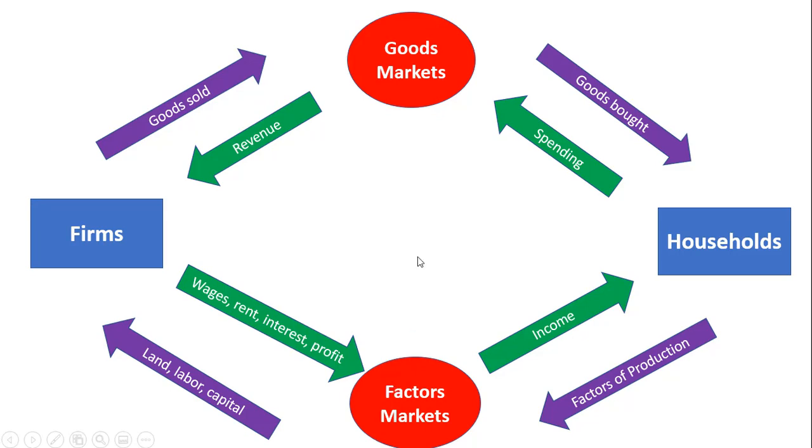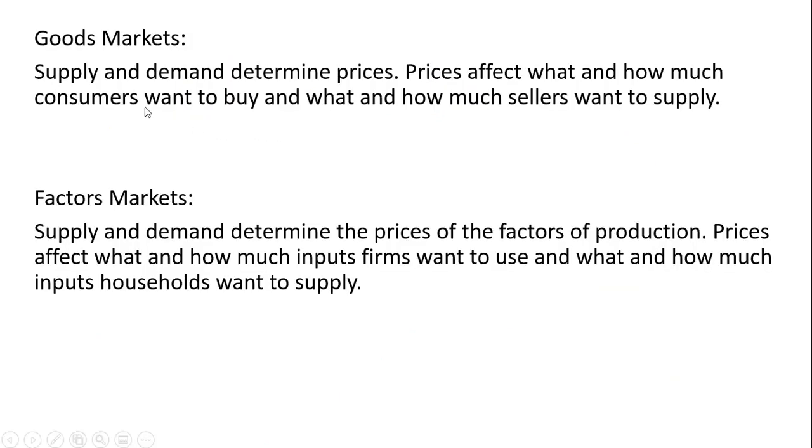A few things I want to note here about the two markets, the goods markets and factors markets. In the goods markets, supply and demand determine prices. Again, we'll talk about this in much more detail later on. Prices affect what and how much consumers want to buy and what and how much sellers want to supply. So again, the importance of prices in determining resource allocations.